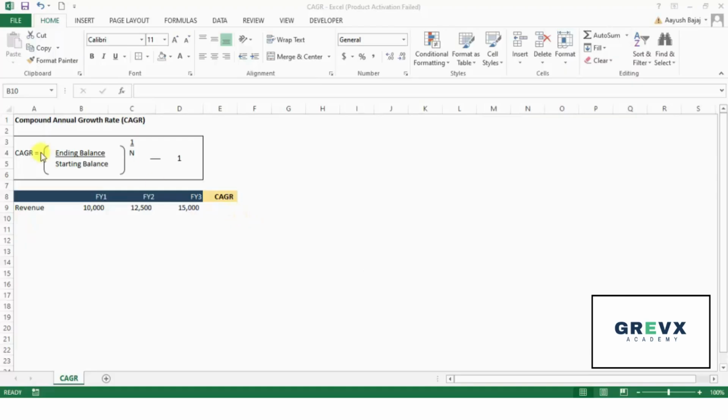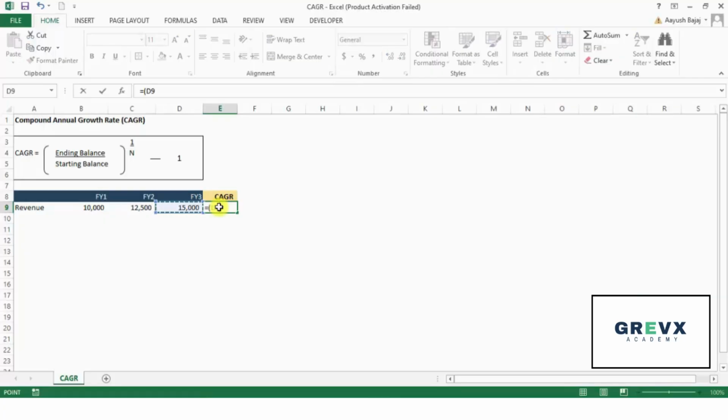Now, how do I compute this? It is calculated as I take my ending balance, divide it by starting balance, raised to the power 1 divided by number of years, minus 1. So if I need to replicate this formula here, I have some revenue figures for FY1, FY2, FY3, and I need to compute a CAGR for 3 years. So how do I do it?